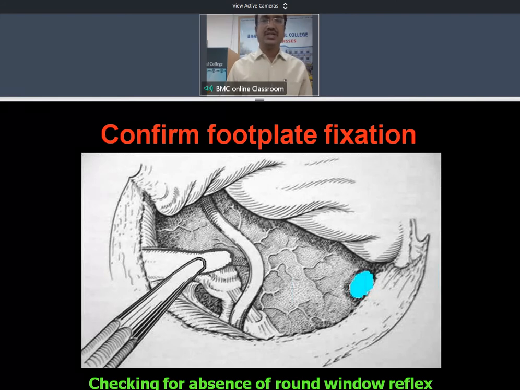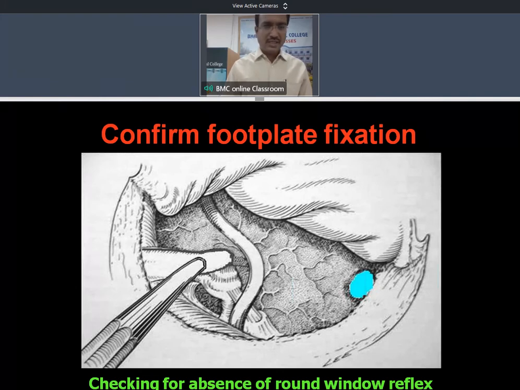So first you need to touch with the blunt instrument the handle of the malleus, then the long process of the incus, then make a movement of the ossicular chain so that you can feel the movement of the ossicular chain, then finally the stapes. So that is to confirm which ossicle is fixed.